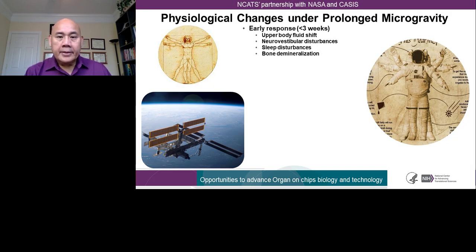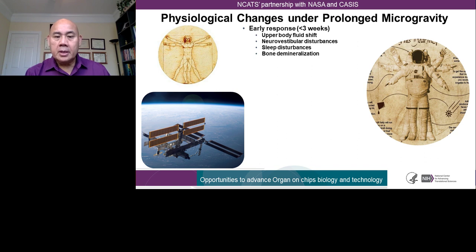One exciting thing that I'd like to indicate is the partnership that NCATS has with NASA and the Center for the Advancement of Science in Space. This is essentially looking at opportunities to advance organ-on-chip technologies, both in terms of looking at biology as well as technology improvement. One of the main things that we're looking at would be some of the changes that happen under microgravity conditions in space. And so this is done with research at the International Space Station.